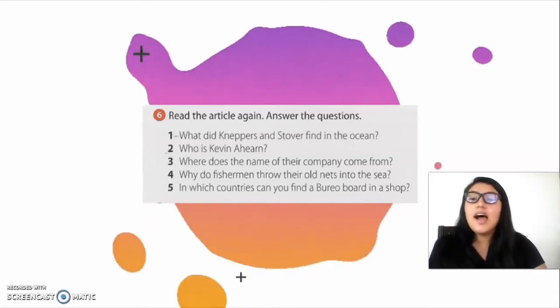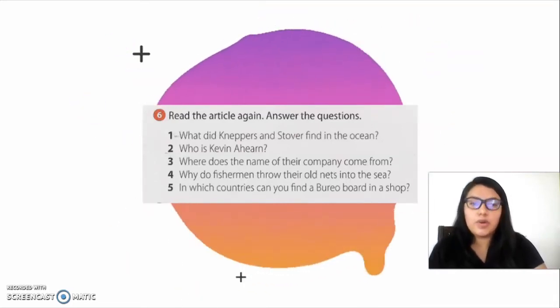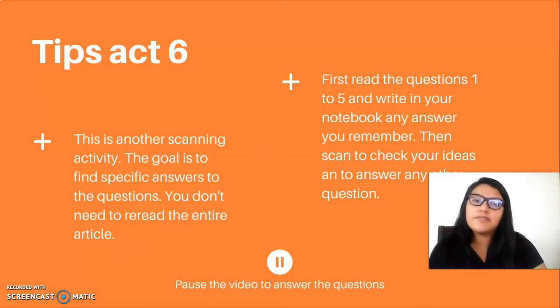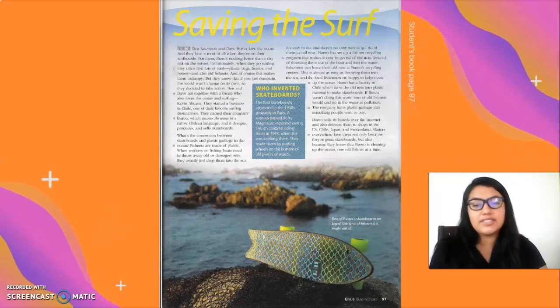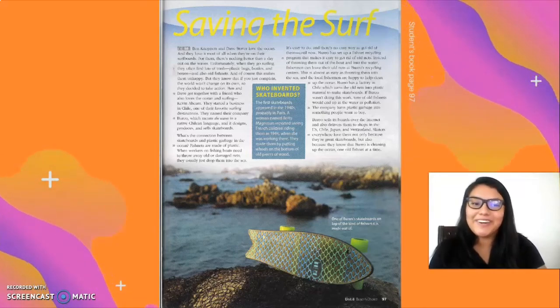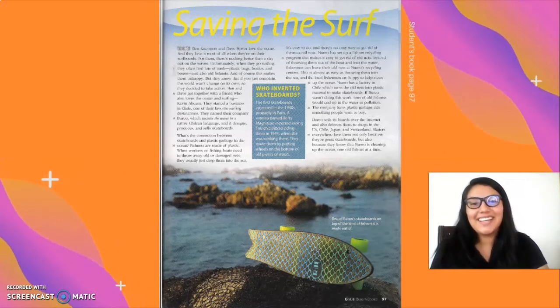So we are moving to exercise number 6. It says, read the article again, answer the questions. Some tips that I could give you here is to, first of all, read the questions so you could have an idea of what you are looking for, like some keywords. And then you're going to scan. You don't need to read all the article again, okay? You just need to look for the keywords. Remember that. So I'm going to put the article up, so you could pause the video here so you can answer the questions.